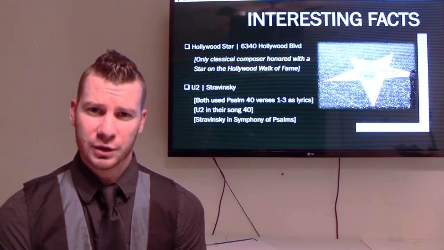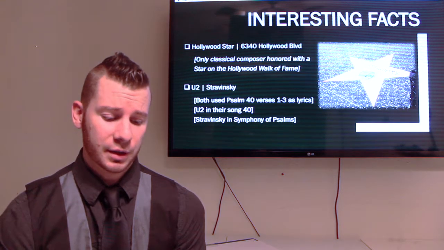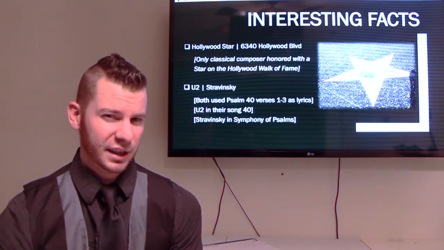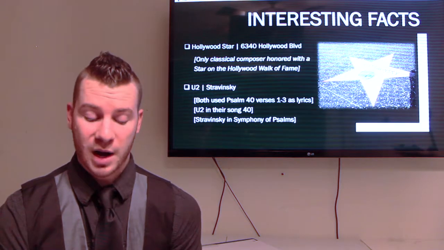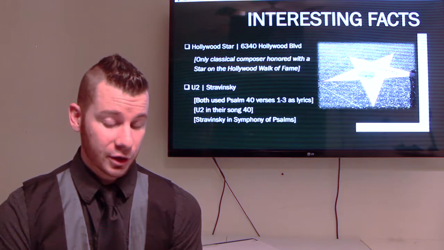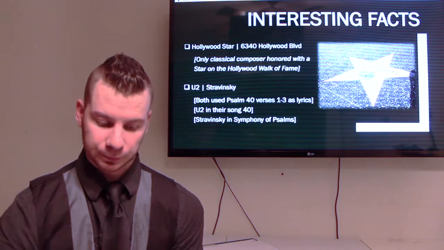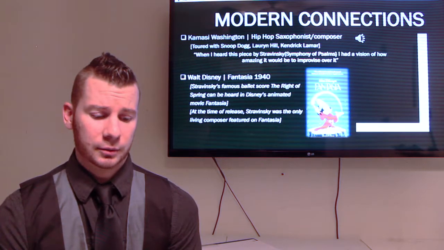The band U2 and Stravinsky have a couple things in common. They both use Psalm 40, verses 1 through 3, as lyrics. Like I said, there can be some variations depending on your text, what version your Bible is, but most of them are Psalm 40. U2 used it in their song called "40," and Stravinsky, of course, in Symphony of Psalms here.